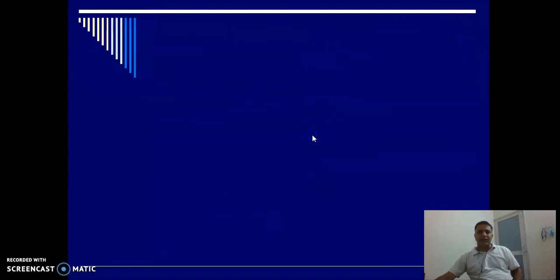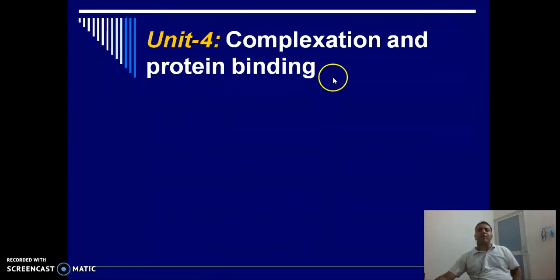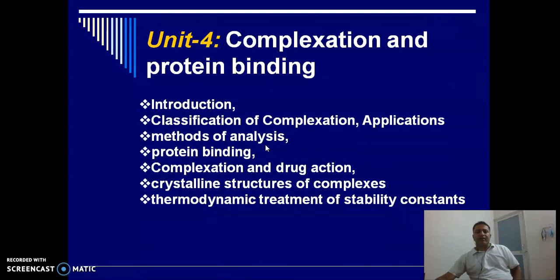Now Unit 4 is complexation and protein binding. Here are two chapters, one is complexation and the other is protein binding. The following topics are included in this chapter. Firstly, introduction about complexation, classification of complexes and application of complexes, methods of analysis of complexation.